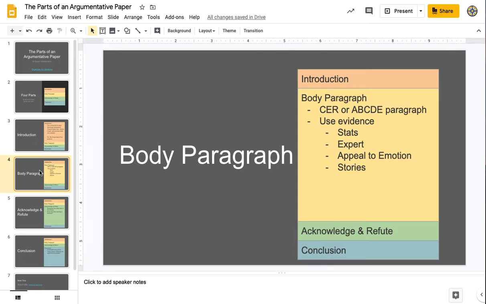You're going to want to support your topic using statistics. You might use an expert opinion. You might appeal to emotion, and you might use stories or anecdotes to support your idea. Keep in mind, we will talk later in the project about each of those types of evidence. I think in week 2, we'll talk about some of those other types of evidence, okay?